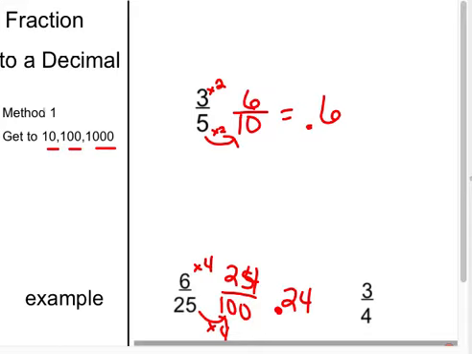3/4, some of you may know, but we can't get it to 10, so we have to go to 100. Well, I times by 25, so 3 times 25 is 75. So it'd be 75 hundredths.